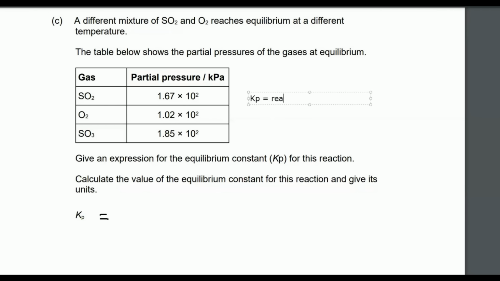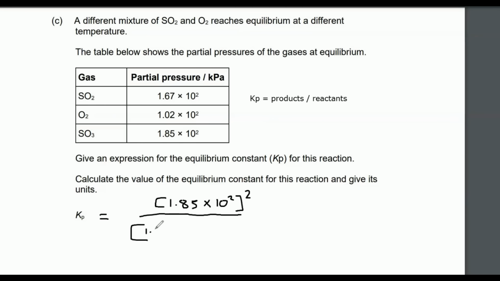Again, when looking at things like Kp, it's just the same as Kc: products over reactants. The only real difference is the shape of the brackets. So when you're doing Kp, we don't want to use square brackets like this. So I'm going to do it with square brackets first. So we've got 1.85 times 10 to the 2, because that's the product, sulfur trioxide. And we're going to do that over the top of the oxygen times the sulfur dioxide. So sulfur dioxide is 1.67 times 10 to the 2, and the oxygen is 1.02 times 10 to the 2.